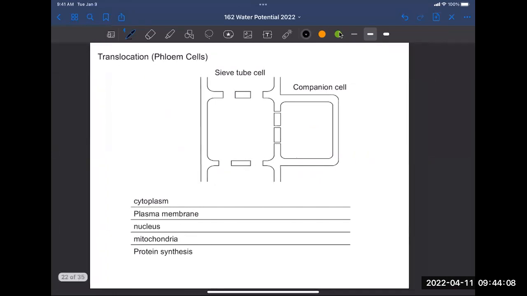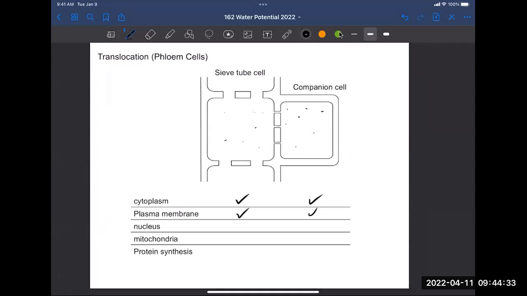And like all living cells, they have a cytoplasm. So both the companion cell and the sieve tube cell, they both have a cytoplasm. So we could draw some little proteins and things like that in here. And they both have a plasma membrane. So even though in the illustration above the shapes you see are really representing the cell walls, they have a plasma membrane.